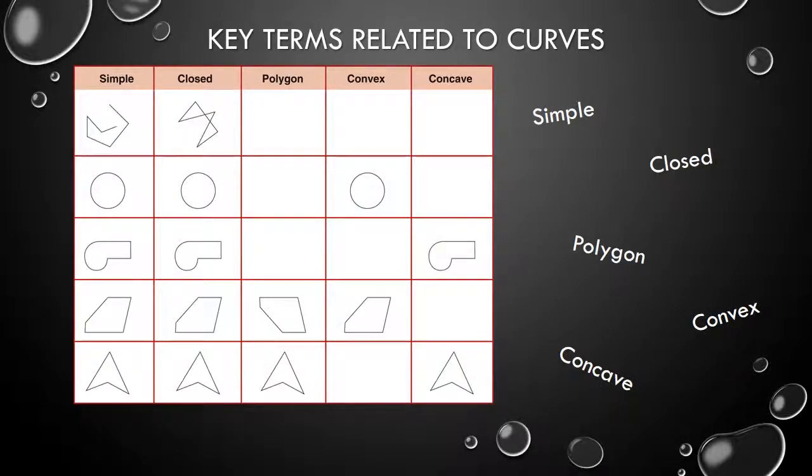Okay, so let's look at some concepts related to curves. So you have the concept of being simple, closed, a polygon, convex, or a concave curve. A simple curve is one that does not overlap itself. A closed curve is one that ends where it started. A polygon, as we've talked about beforehand, is simple, closed, and its sides are all line segments. Then a convex curve is one that has no inward angles. So notice all of these angles go outward, but a concave has at least one angle that does go inward.